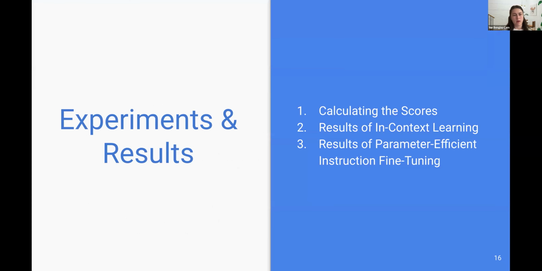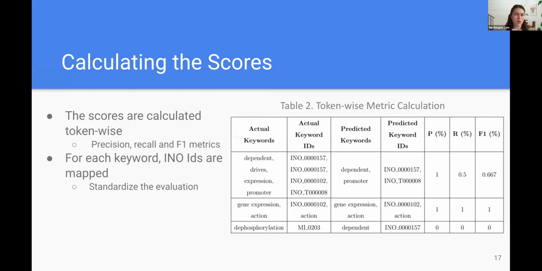So let's look at our experiments and results. I'll go over how we calculate the scores and how the results of in-context learning and parameter-efficient instruction fine-tuning differ. While calculating the scores, we actually used tokenized calculation. This is how it's done, so let's look at that.